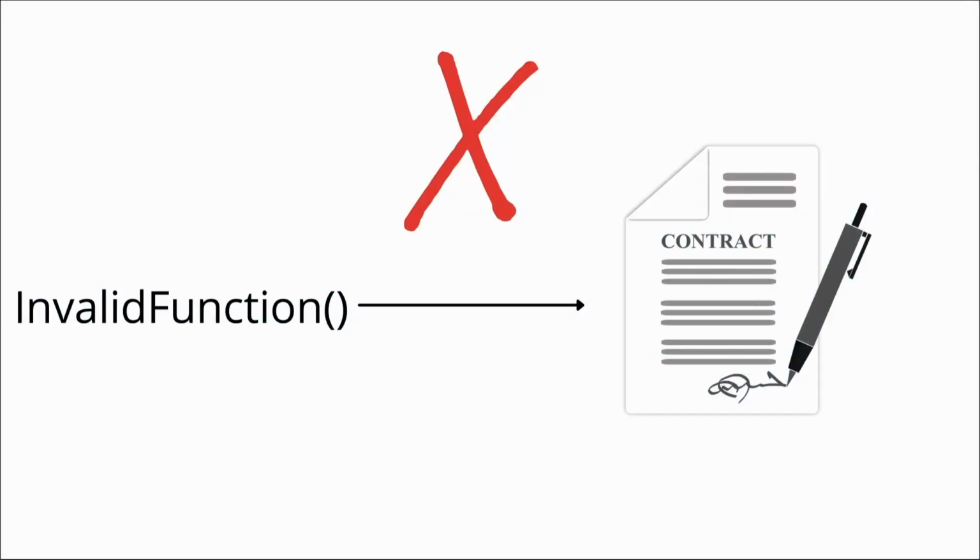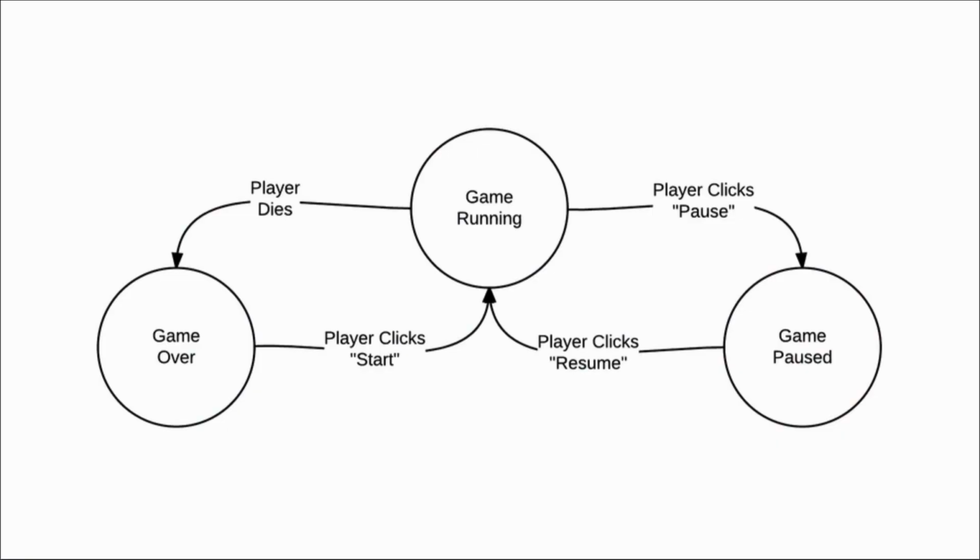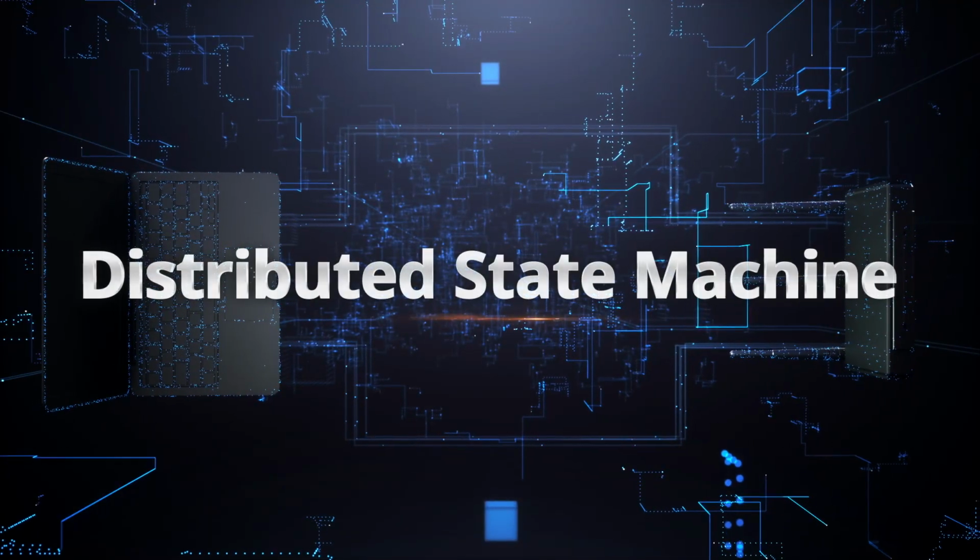But what happens if the functionality exists? Well, now the code is executed inside the Ethereum virtual machine. And what happens during the execution? Well, anything that happens just in the memory doesn't really matter, because once the execution is finished, all memory data is deleted. So the only thing we care about is the state. And that's why you could think of Ethereum also as a distributed state machine.